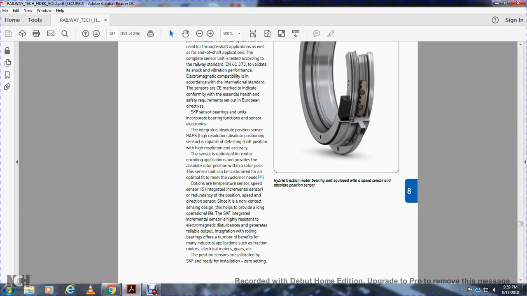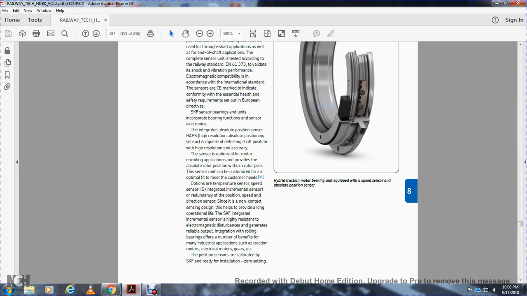SKF bearing units have an incorporated bearing function for the sensor, with an integrated absolute position sensor, a high resolution absolute positioning sensor capable of detecting shaft position with high accuracy and resolution, optimized for motor operation, providing the absolute rotor position and rotor pole. The sensor unit can be customized for an optimal fit to meet the customer's needs, with options for a temperature sensor and a speed sensor. The integrated incremental sensor provides redundancy of the speed and direction sensing.